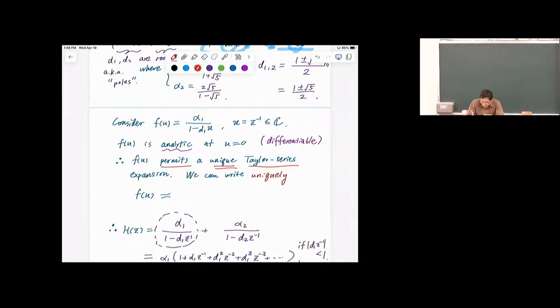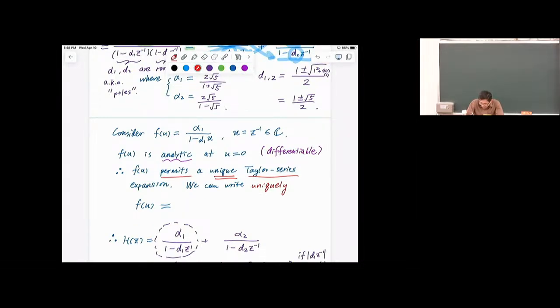So that means that we can write uniquely f of u as f of 0 plus f prime of 0 times u, plus f double prime of 0 over 2 factorial times u square, and so on. This is the Taylor series expansion, okay?